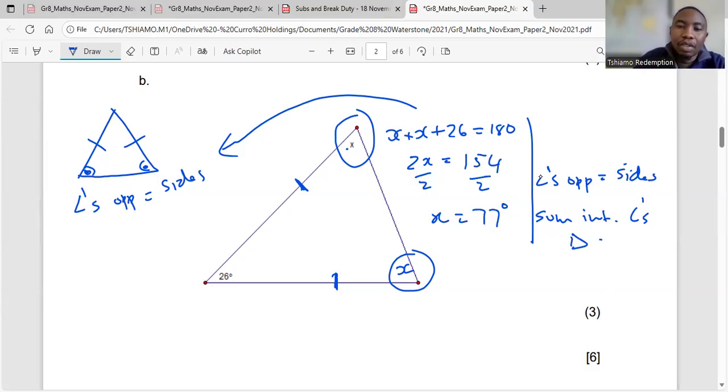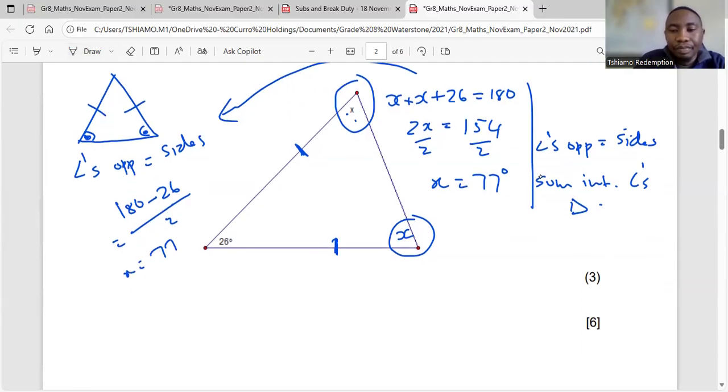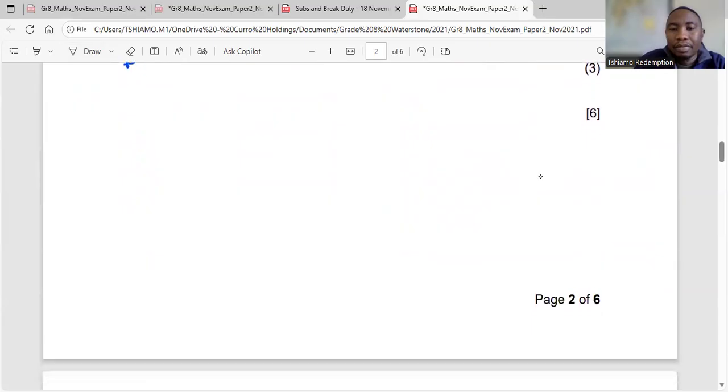Okay, cool. So angle X is that. A shorter way of doing it, you can subtract this angle from 180 and divide by 2 because these two angles are the same. It will still give you 77. Okay, moving along.